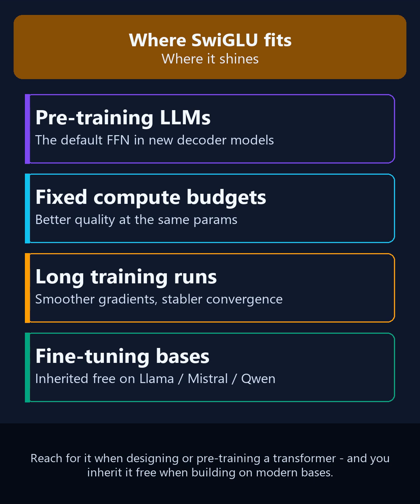Where does SwiGLU fit? Whenever you are designing or pre-training a new transformer, it is the safe default feed-forward block, better quality for the same parameter budget. Its smoother gradients help long, stable training runs. And if you build on top of Llama, Mistral, or Qwen, you inherit it for free. It is already sitting inside every block you fine-tune.